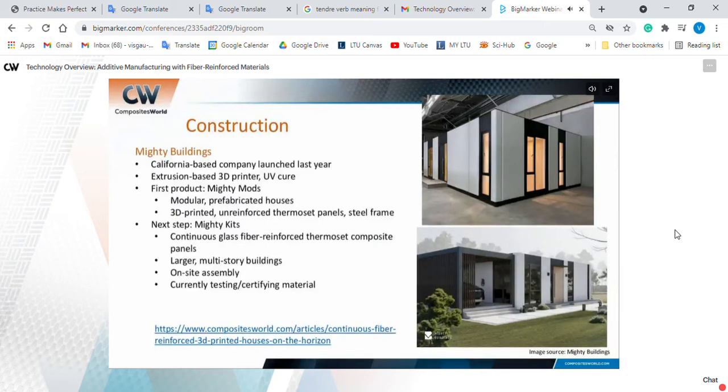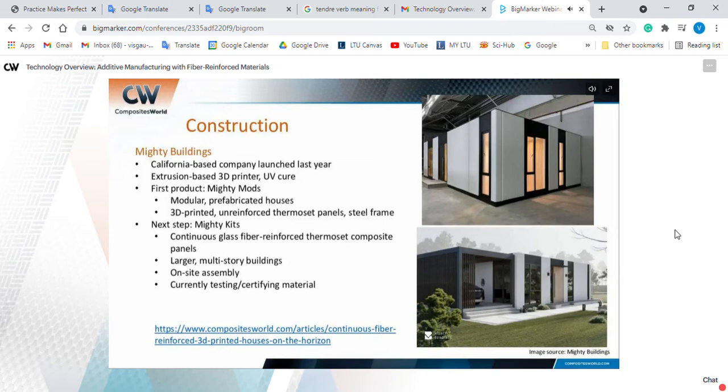One last end market area I wanted to touch on briefly is use of AM in construction, specifically home construction. So Mighty Buildings is a California-based company, launched last summer, first with its Mighty Mods modular home concept, which are one-story units made with a combination of 3D printed thermoset panels and steel frames, built on a large format extrusion-based 3D printing system that Mighty Buildings developed.